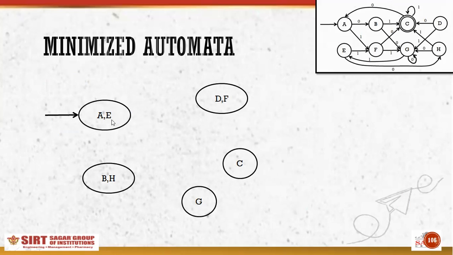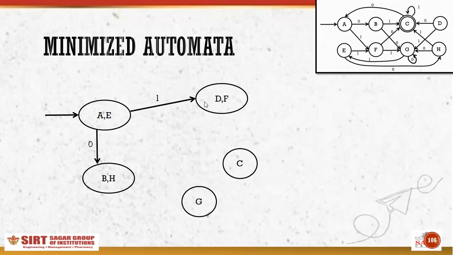Now I will give A and E 0 and 1. On giving 0 to A, I am reaching B, and on giving 0 to E, I am reaching H. So the answer is BH. If you can see, BH is merged here, so there is no problem. I'll directly draw a transition of 0, and now I will look for the 1 transition. On giving 1 to A, I am reaching F. On giving 1 to E, I am reaching F. So the answer is F, and the work of F is now being done by DF combined. So I will make a 1 transition to DF.